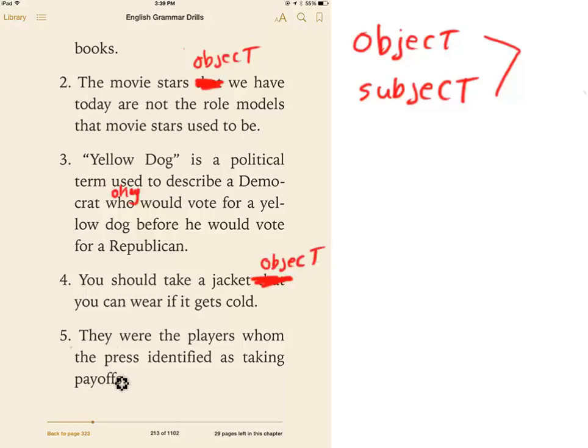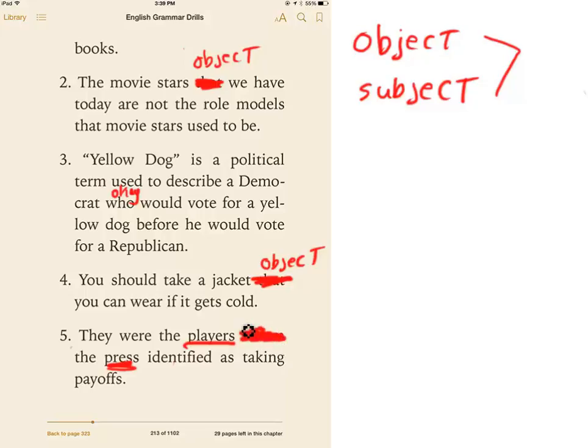Okay, let's do one more. They were the players whom the press identified as taking payoffs. I already know it's an object because it's whom, so I can get rid of it. But let's see why. Are players doing the action here? They were the players whom the press identified. Well, the press is the one that did the action, not the players. The press identified something, the players did not. So this is an object, whom. So I can get rid of it, because I can get rid of objects.